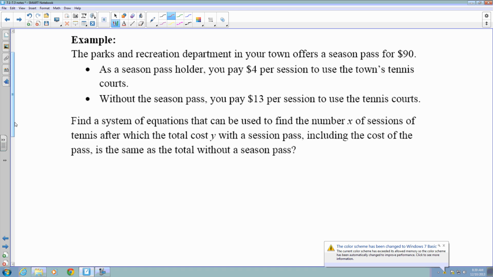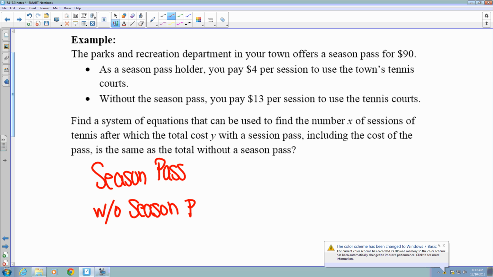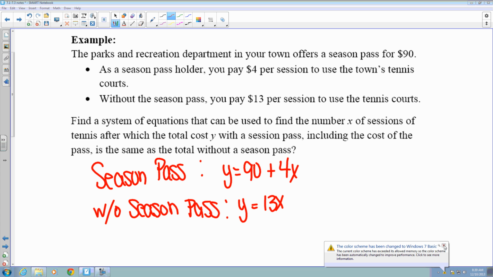So if we're going to have two different equations, we're going to have one with a season pass, and we're going to have one without the season pass. So first, if we had the season pass, we have to pay $90. But that's just a one-time charge. But then we have to pay $4 every time we use the tennis courts. Without the season pass, you just pay $13 every time you use the tennis courts. So that would be our two equations. And that's all we have to do with that one.